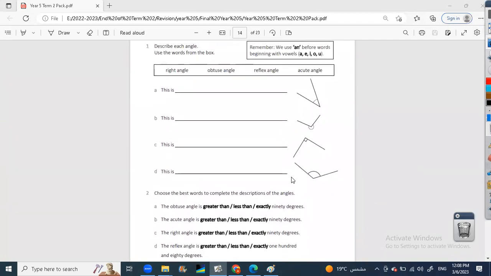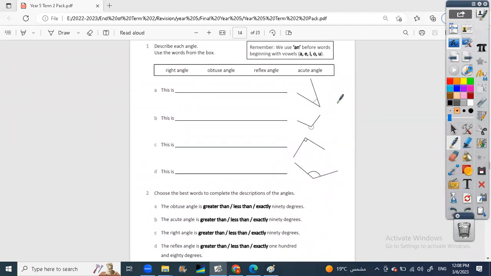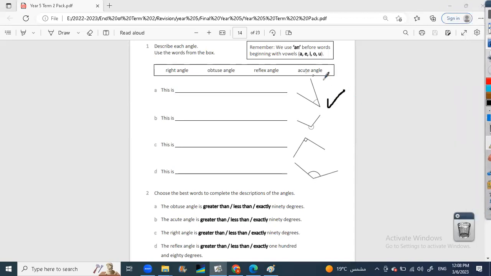The types of angles. We know that this is an acute angle. So this is an acute angle. And this is a reflex angle. Reflex angle. It is the same as acute or obtuse or right, but from outside. We call it reflex angle. This is a right angle, and this is an obtuse angle.